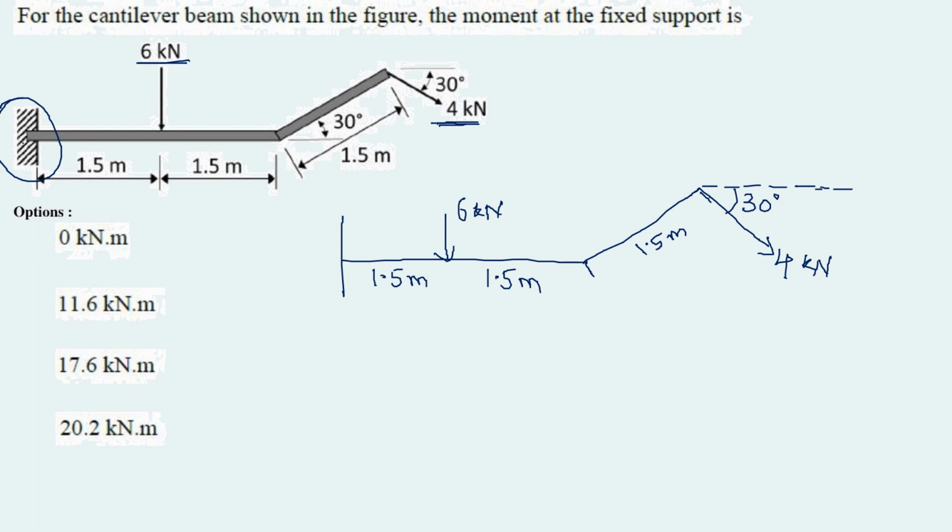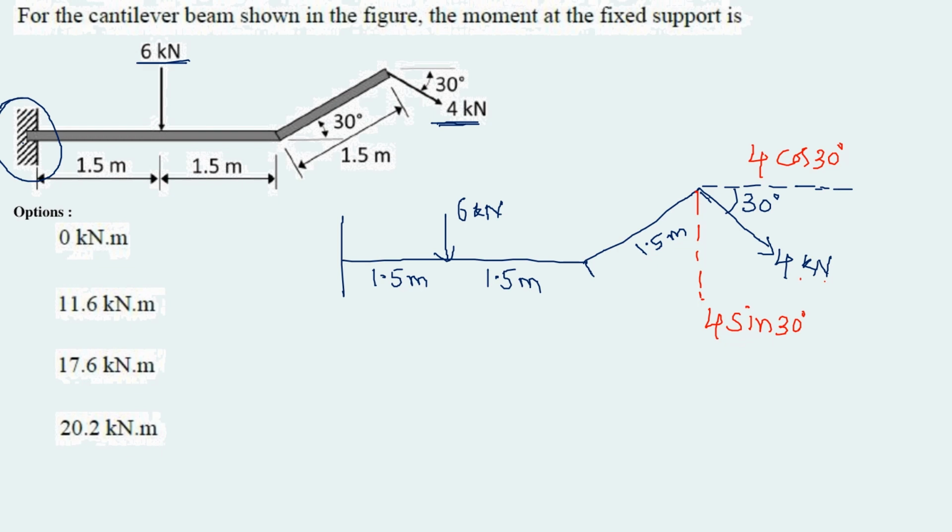This is the horizontal axis. Now first let's resolve this 4 kilonewton force into horizontal and vertical components. So the vertical component is 4 sin 30. This is 4 cos 30.